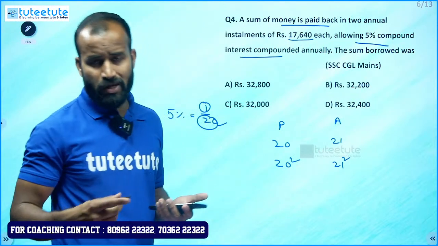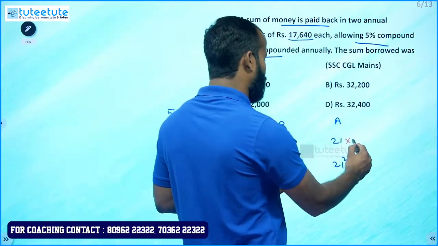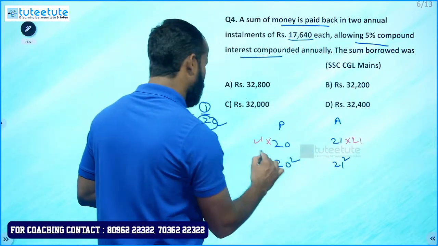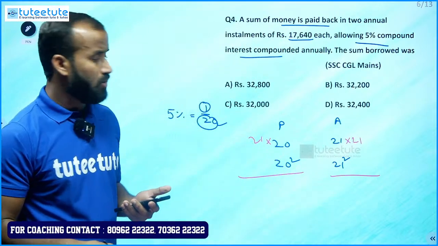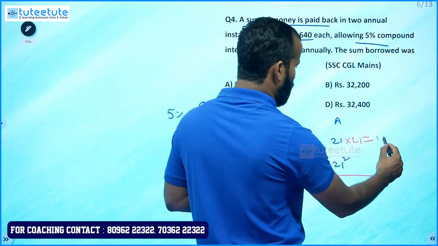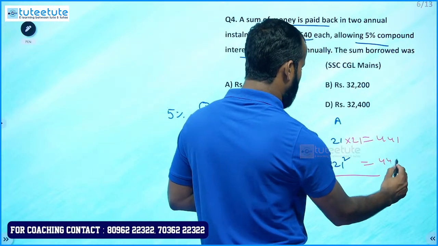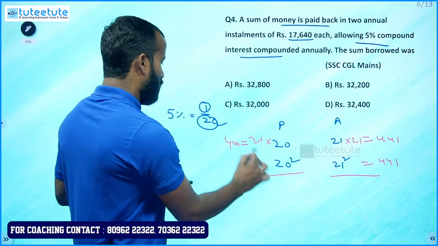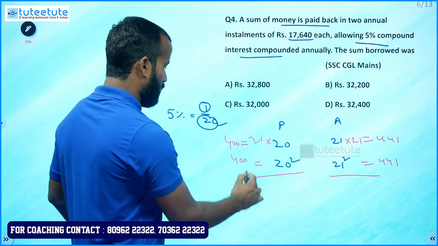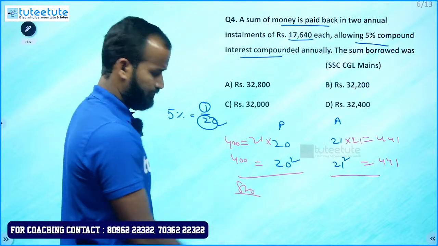So amounts should be equal. So we have to multiply with the 21 here, and here also we have to multiply with the 21. We did the same problems already previously, right? So 21 square, 441. Here also 441. So 21 into 20, it will be 420. 20 square will be 400. So you are going to get 820.